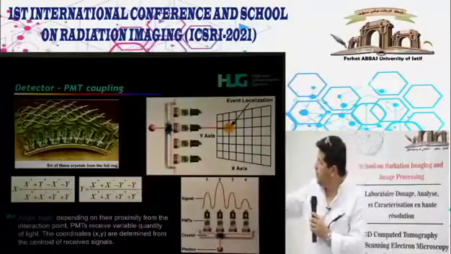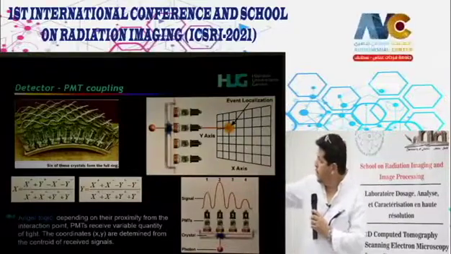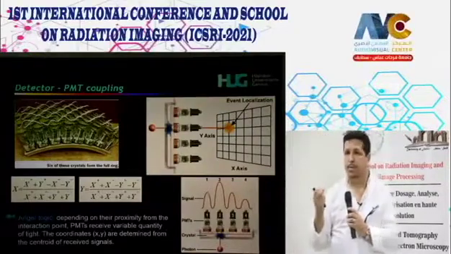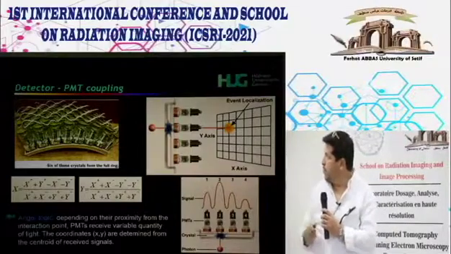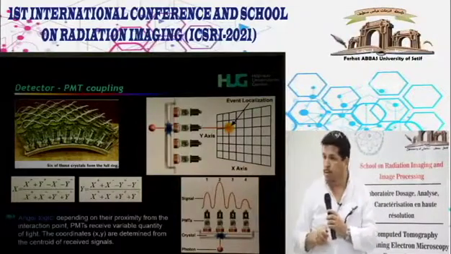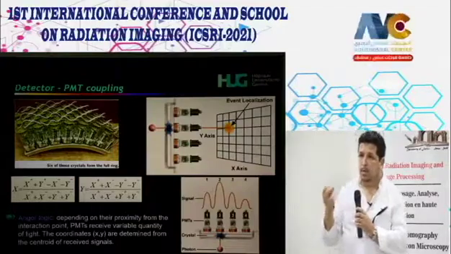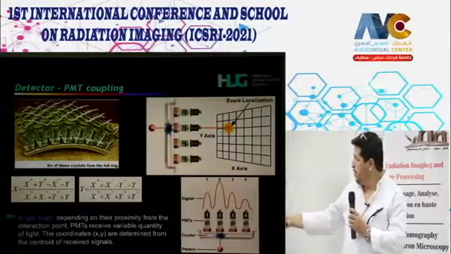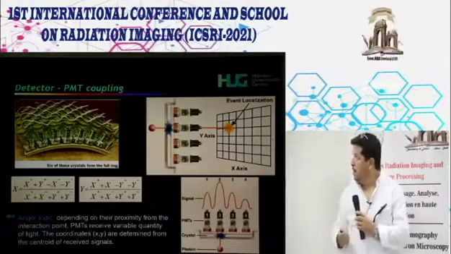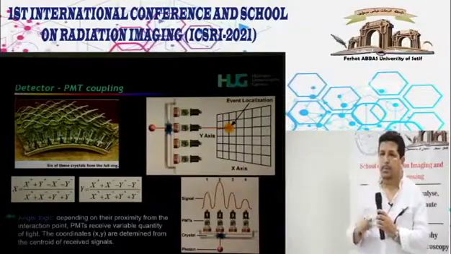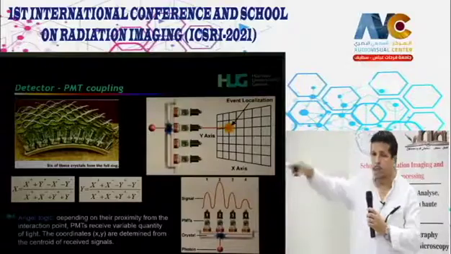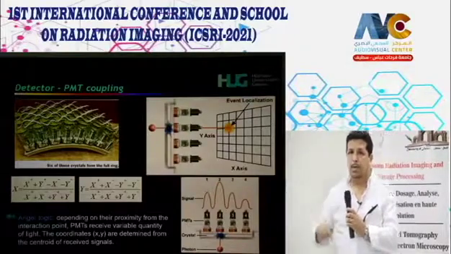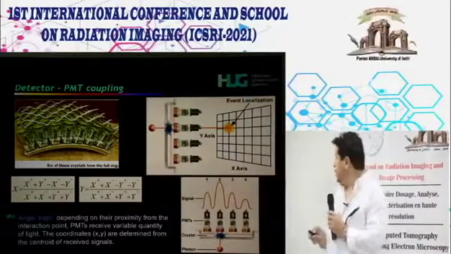So we have the interaction taking place here. This PMT is going to produce a certain amount of light, and the PMT which is farther away from the interaction point is going to emit a smaller amount of light. By combining the amount of signal produced by the different PMTs, you estimate the coordinates x and y, and this is how you estimate your interaction points.